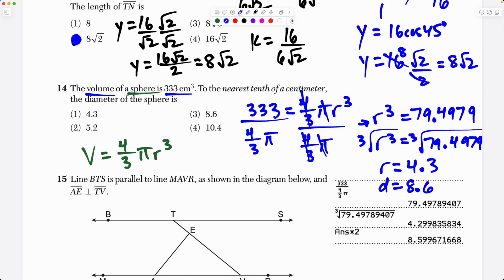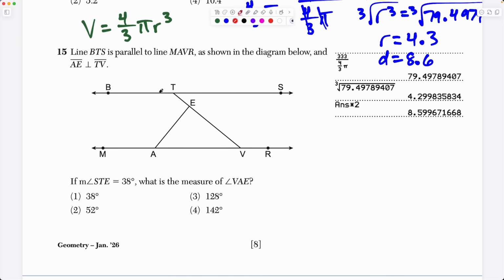Okay, so this part here is where students get a little bit thrown off. When you want to do the opposite of power 3, you're doing the cube root. If for some reason we had some variable to the 4th power, we would do the 4th root of both sides to solve. Okay, and then just don't forget to do times 2 at the end, and you're going to get choice 3.